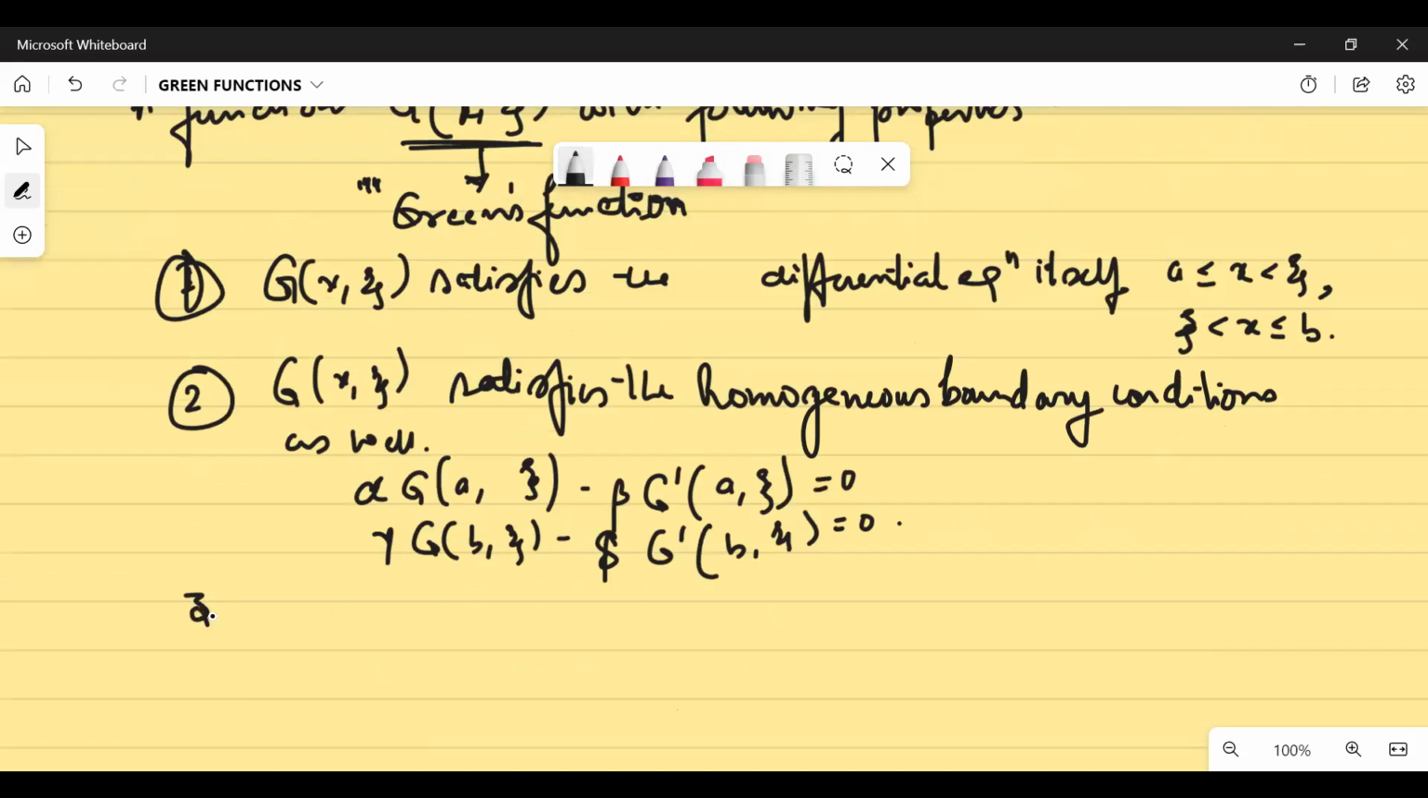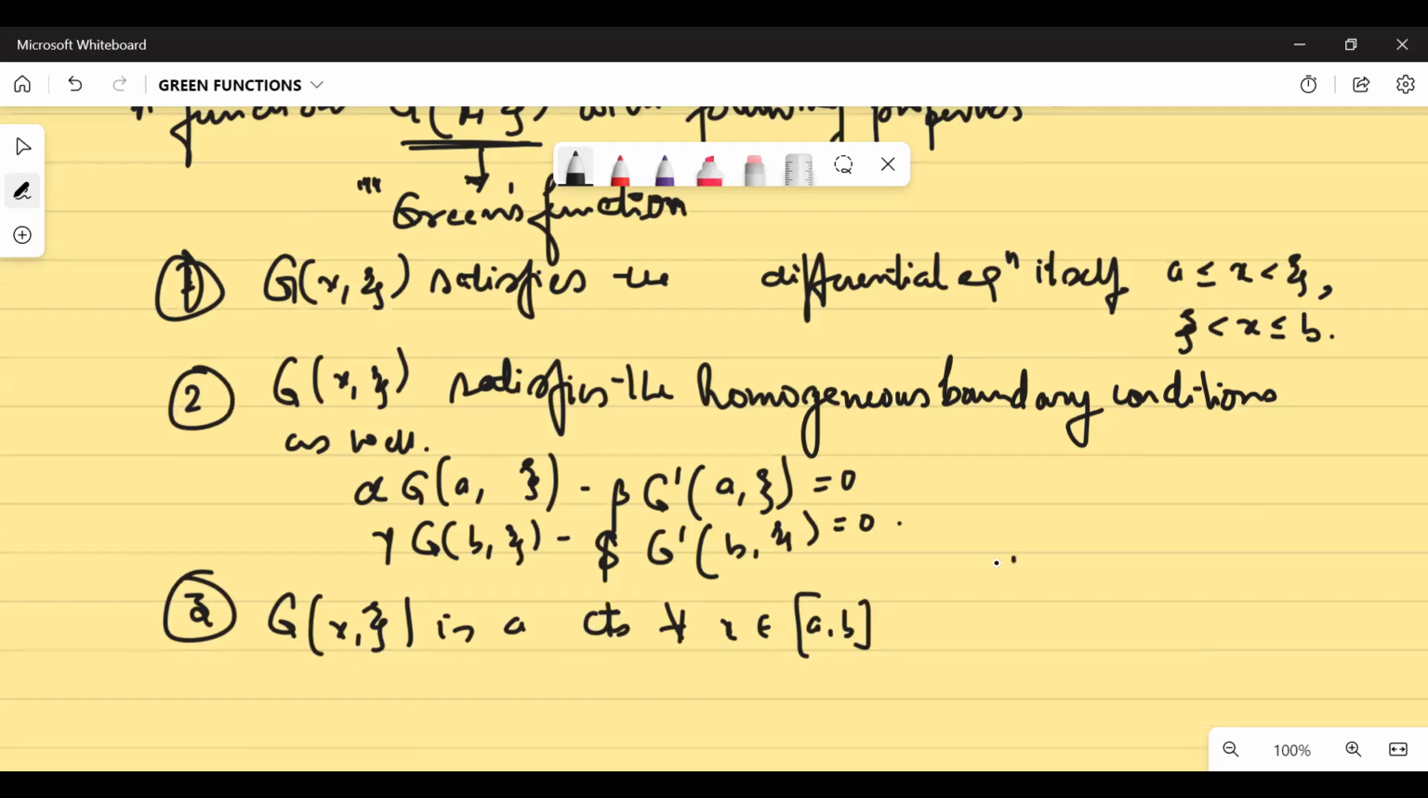Third thing is, g(x, zeta) is also a continuous function for all x belonging to (a, b). It will also be a continuous function for zeta. Basically, where your definition is parting, you have two parts. Whenever you write g(x, zeta), you will have two definitions, one for this segment, other for this segment.